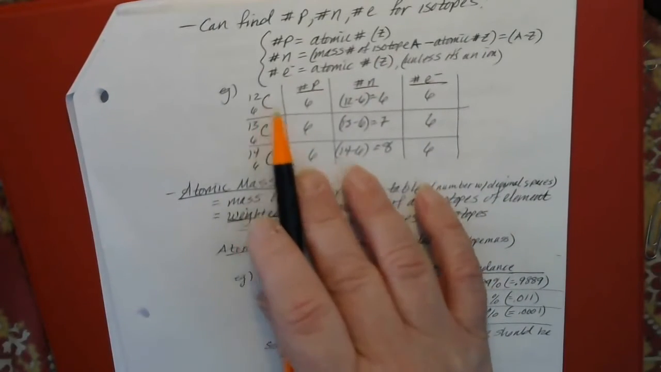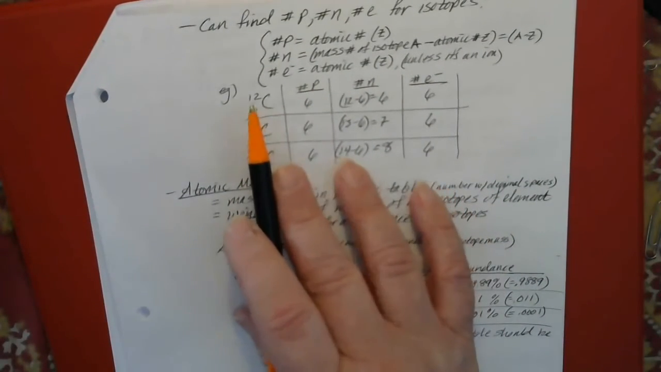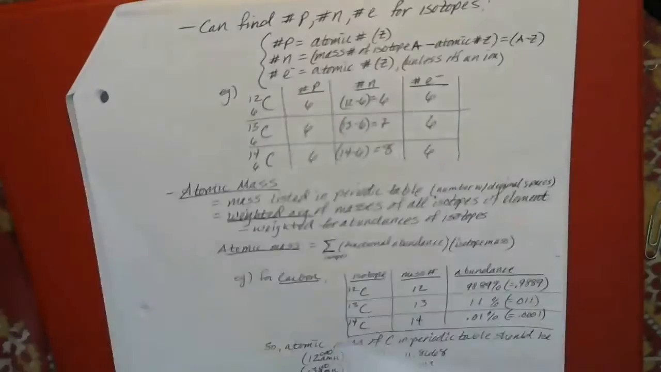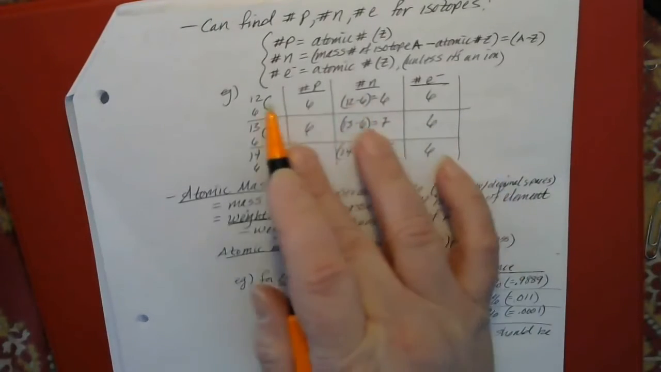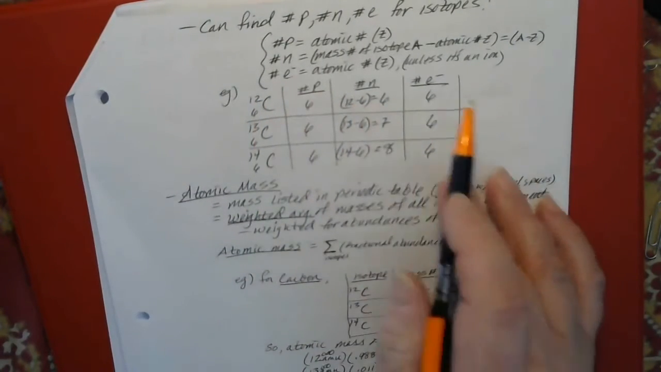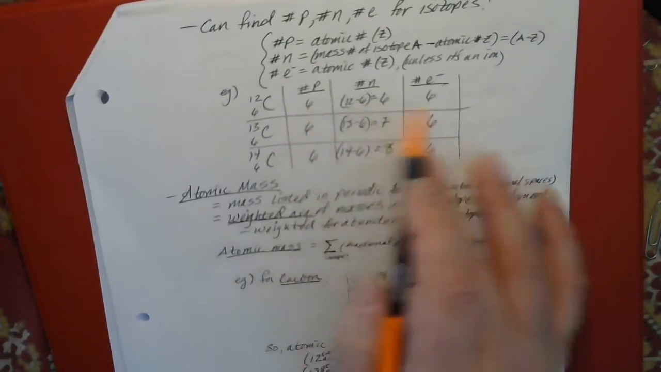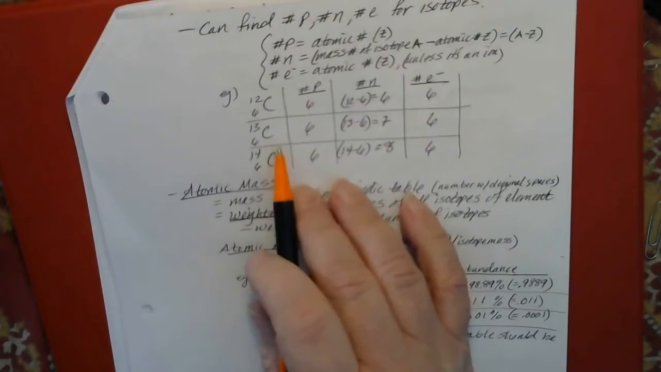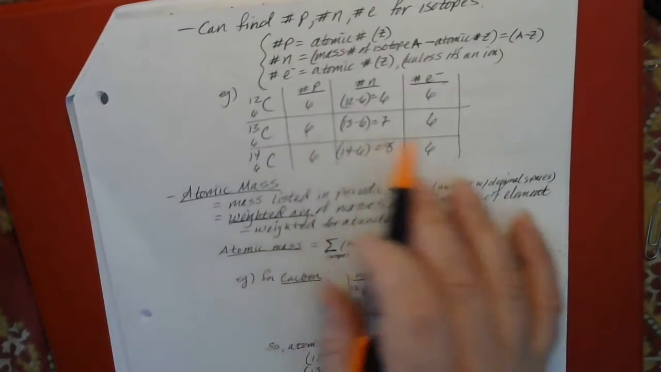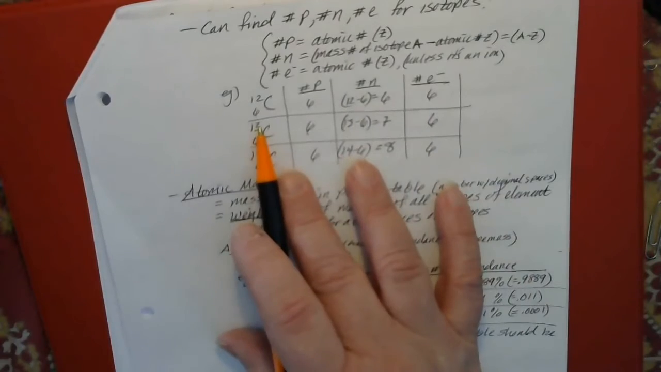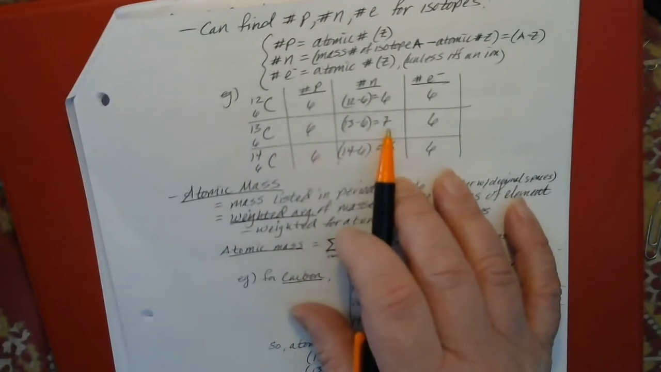So for carbon-12, the number of protons would be 6 because it's atomic number 6, which you can, again, also get from the periodic table. The number of neutrons would be mass number minus atomic number, so that's 12 minus 6, or 6. And the number of electrons would be the same as the number of protons, which is 6 in this case. For carbon-13, the protons and electrons, again, are 6 because it's still carbon. But the number of neutrons will be 13 minus 6, or 7 in this case.